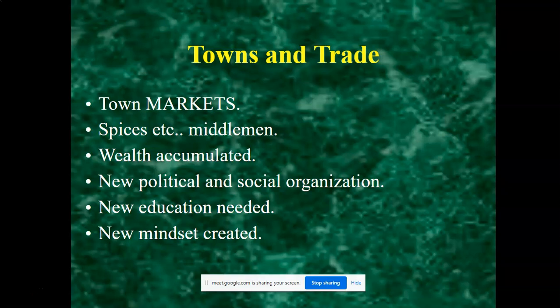Because you have this new set of society, this new social class, and because you have a town that doesn't fit into feudalism, you need to create a new education in order to teach the people how to live in a town, how to be a business person, how to engage in trade, or how to rule a town. How does one live in a town?